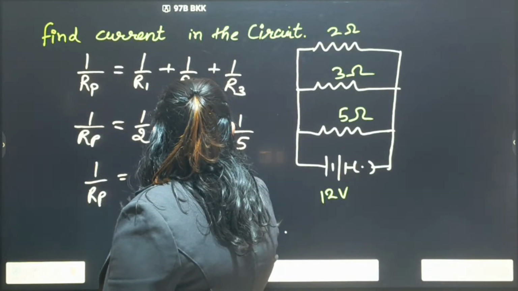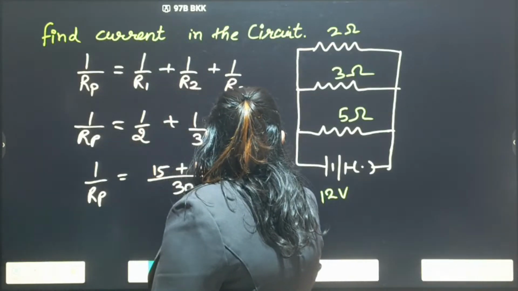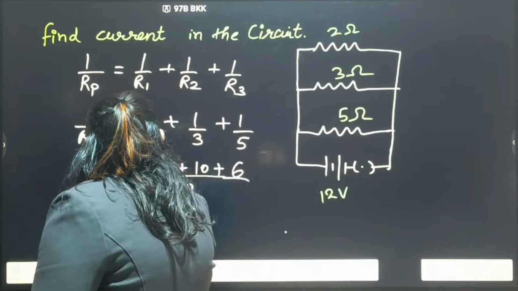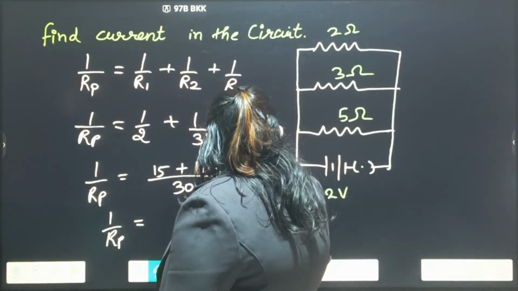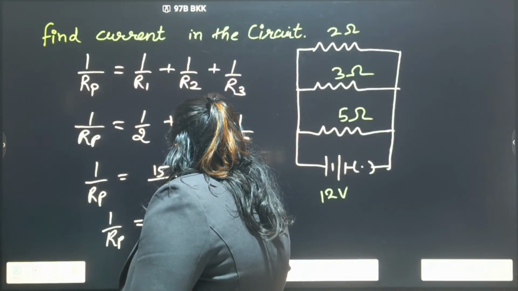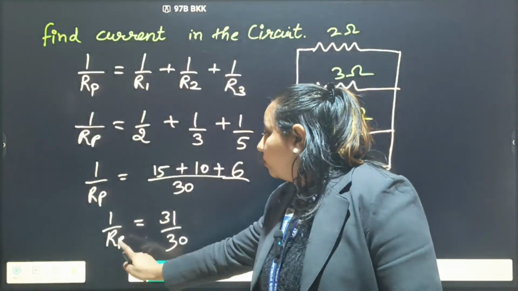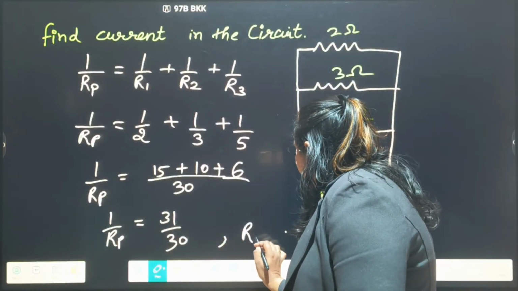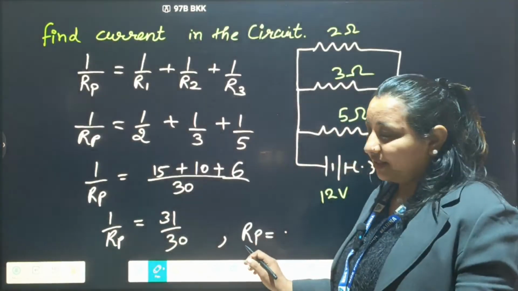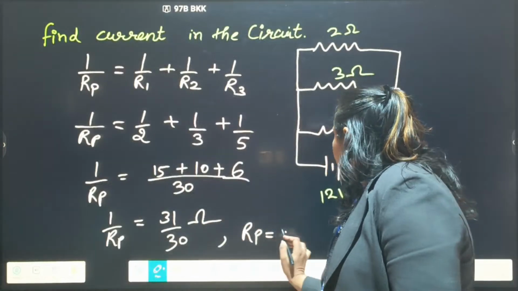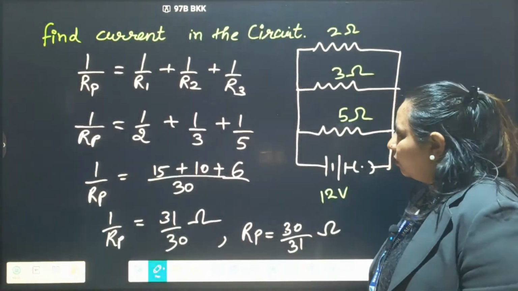So here we have 15 plus 10 plus 6. So 1 upon Rp is equal to 31 over 30. Students, this is the equivalent resistance of the parallel combination, but this is 1 upon Rp. You have to inverse this value to get the value of equivalent resistance, that means Rp. So it's 30 over 31 ohm, the value of Rp.